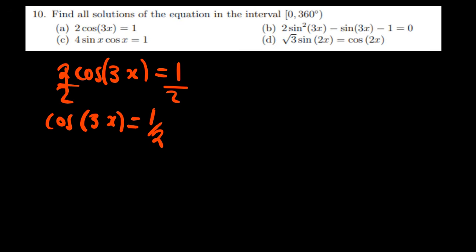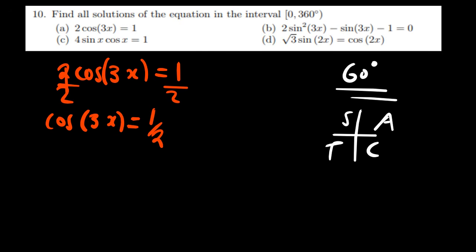Now 1 over 2 in terms of cos is what? You just know that 1 over 2 in terms of cos is something like a 30-60, so this is 60 degrees. And 60 degrees is in the first quadrant. So this is our first answer. Where else is cos positive? Using ASTC, all students take coffee, you're able to see that it's in the fourth quadrant. So to find what is in the fourth quadrant, 360 minus 60 will give us 300.